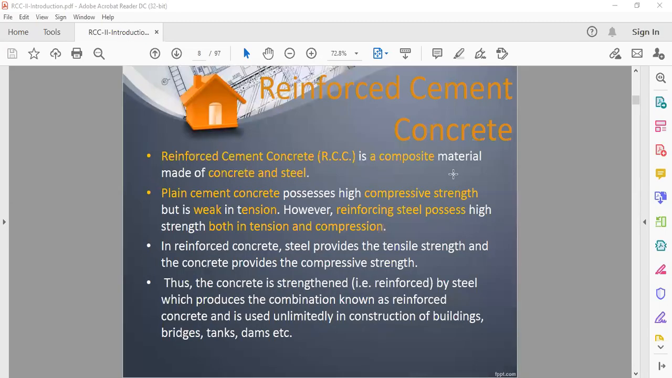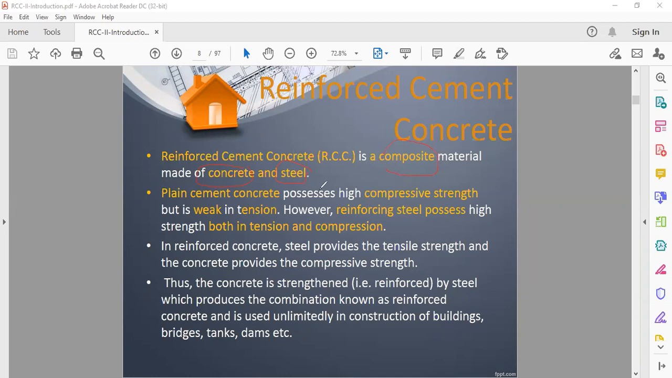Reinforced cement concrete, if you look at this, is nothing but a composite material. Why do we say it's a composite material? Because it already consists of concrete, and concrete itself has different components and ingredients. Apart from concrete, we have the steel. Both of these play a very important role, and that's why it is called a composite.